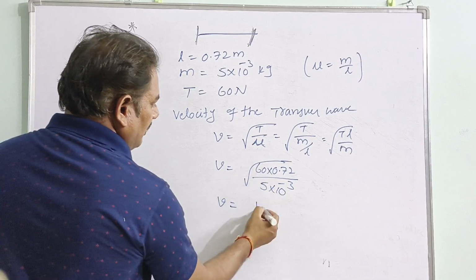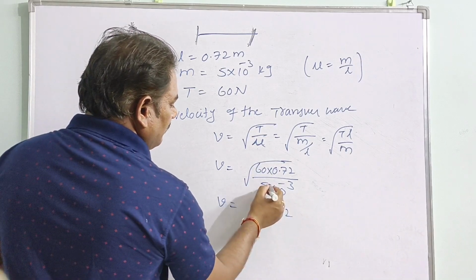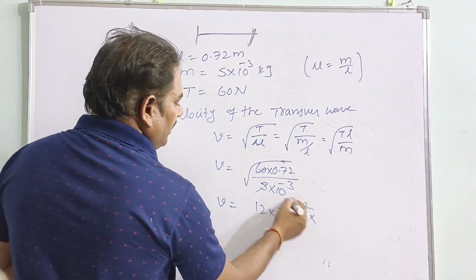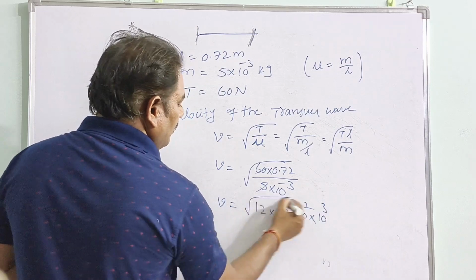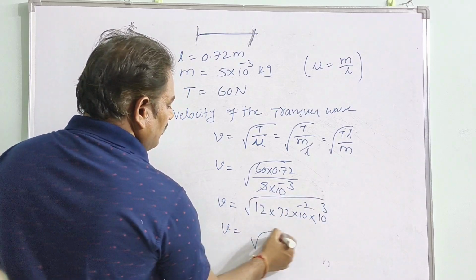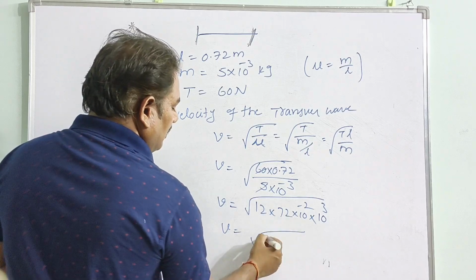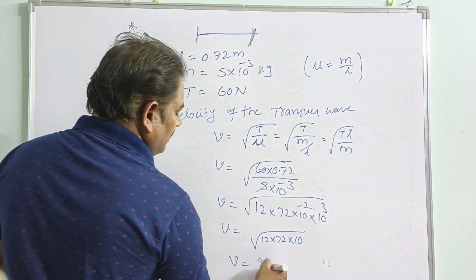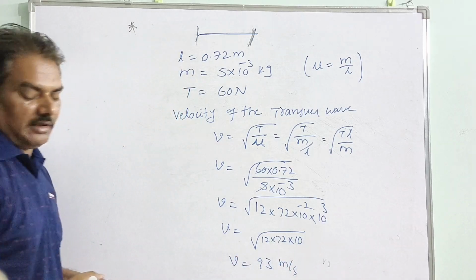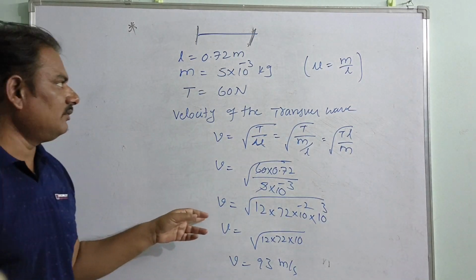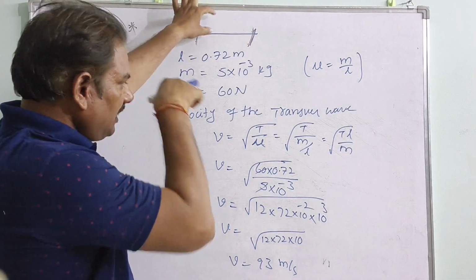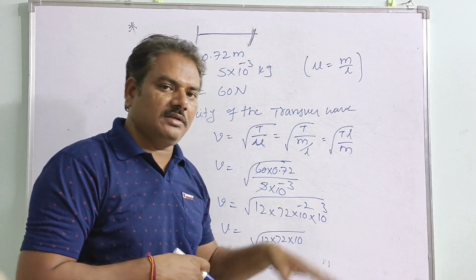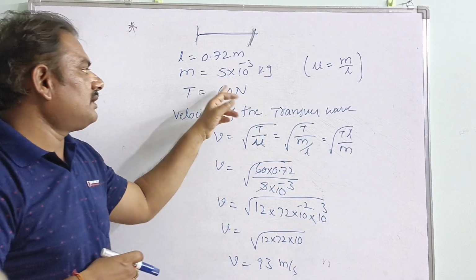That is equal to 12 into 72, 72 into 10 power minus 2 into 10 cube under root. So V is equal to root of 12 into 72 into 10. So this value is 93 meter per second. So the speed of the transverse wave in a stretched string of length 0.72 meters and mass 5 into 10 power minus 3 kg and tension 60 newton is 93 meter per second.